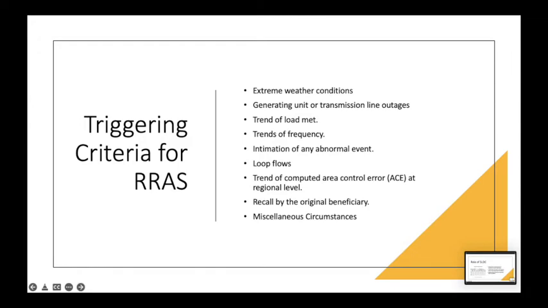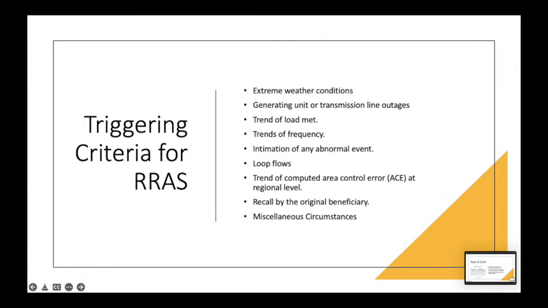Now, if there is an intimation of any abnormal event, such as hydro generating station units tripping due to silt, an outage of any thermal generating station due to coal shortage, any nuclear unit outage, or any outage of ultra mega solar power parks or wind generation due to sudden weather changes, these are also triggering criteria for RRAS. The next thing is loop flows leading to congestion, for example in a scenario where real-time flows are different from those considered while estimating the TTCs and ATCs.